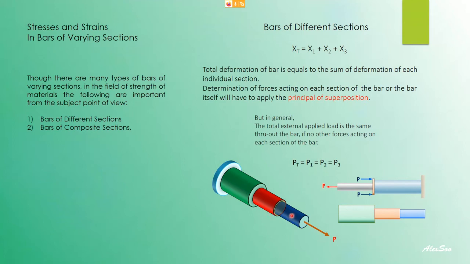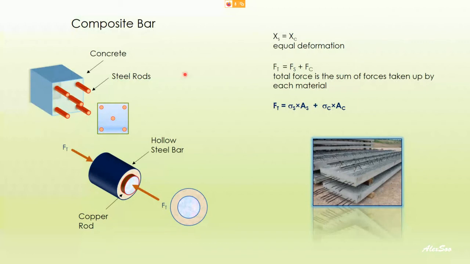Then, of course, when you say series, you have parallel bars. We usually refer to these as composite sections, or compound bars. A composite bar is, for example, reinforced concrete. You all know what reinforced concrete is, right? Look at this diagram beside here. This we call reinforced concrete. You have reinforcing steel rods. Can you see the steel rods here, which are reinforcing the whole structure, the whole bar here.